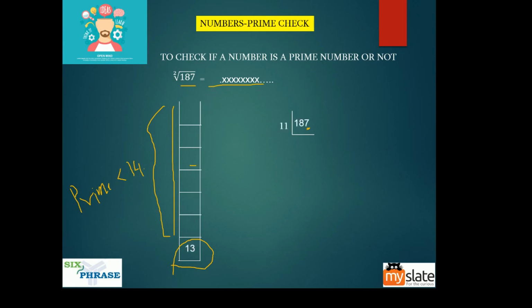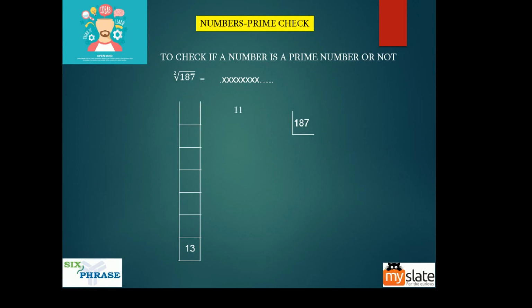Now I'm going to take all the prime numbers below that. Is it divisible by 3? Definitely not. Divisible by 5? Definitely not. Divisible by 7? No. 11? Yes, it is divisible by 11.